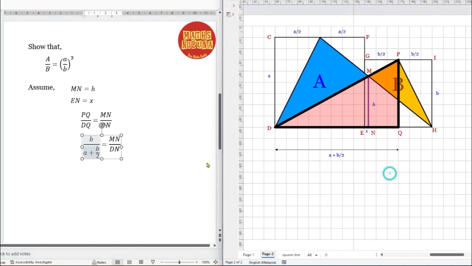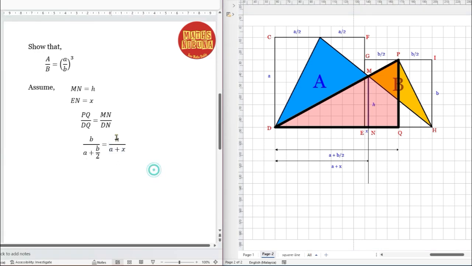Then we want to find MN. We already gave the name H. And then we want to find DN, which is from here to this point. This is X and this is A, so it should be A plus X. So DN equals A plus X. This is the first equation we can make from this triangle.